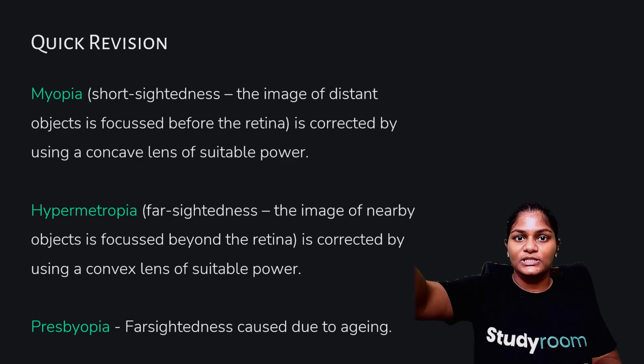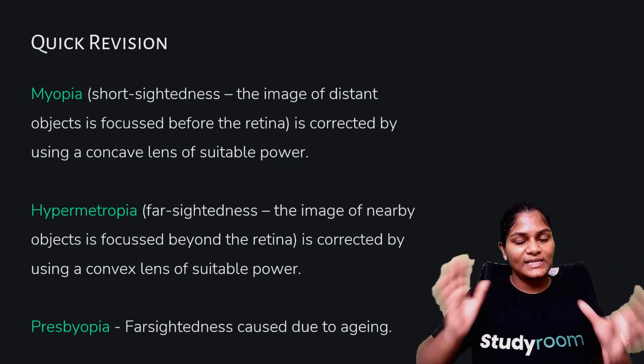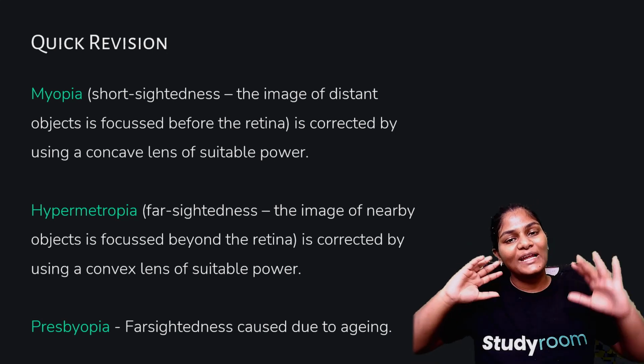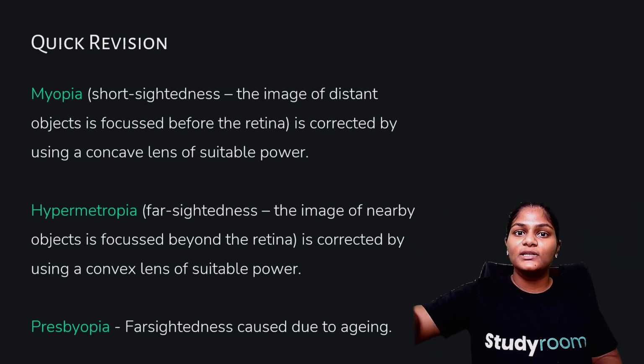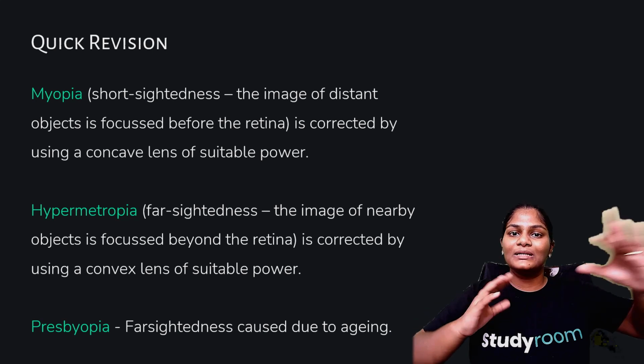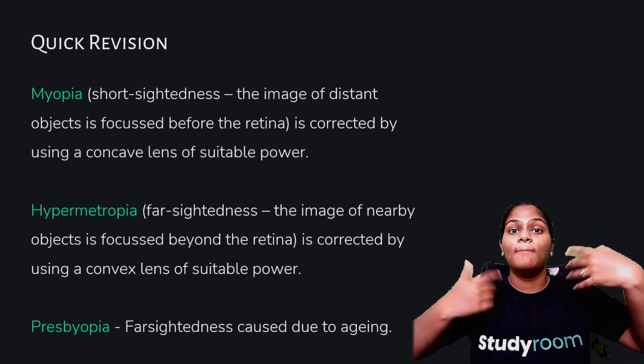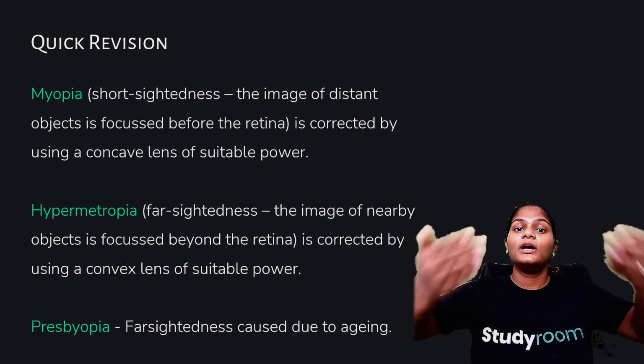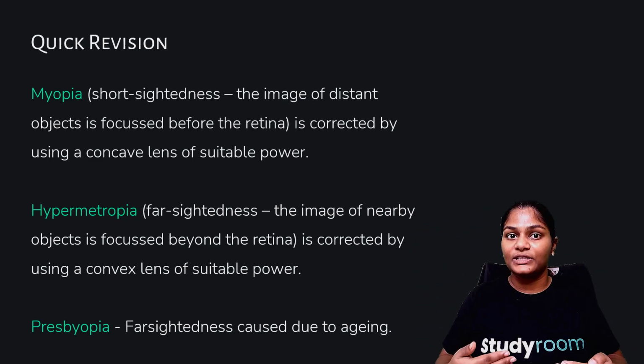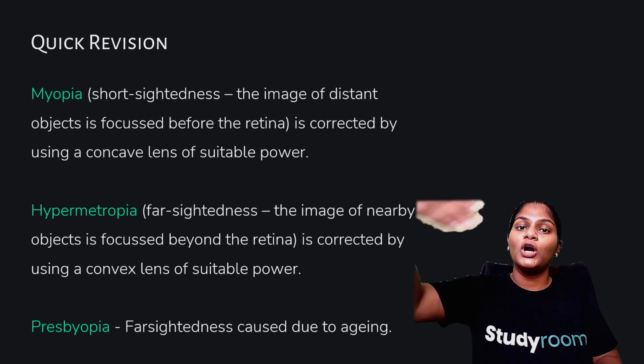But your far point, which is supposed to be infinity, which I said in practical purposes is not like infinity, but like 4 meters, 5 meters. Infinity means a very large distance. So your far point is supposed to be infinity, but instead it is somewhere closer than infinity. That means your far point is not very far.